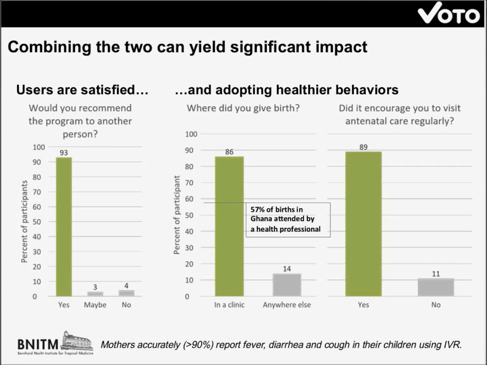Everyone calls it the net promoter score. So was this, you know, would you refer this to a friend? 93% of them said yes. And so by pairing the active and passive data, we can see behavior change.